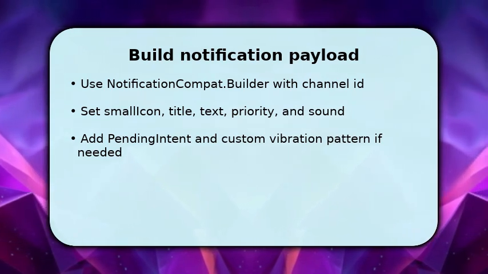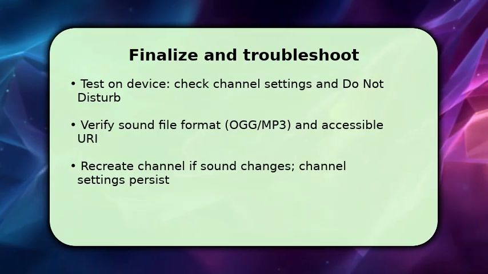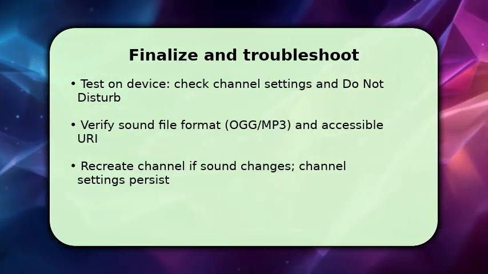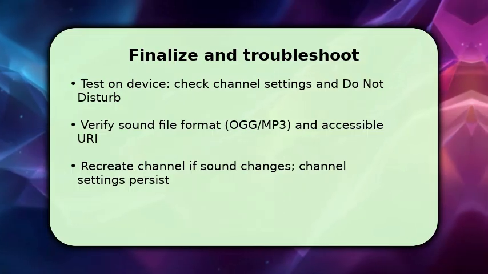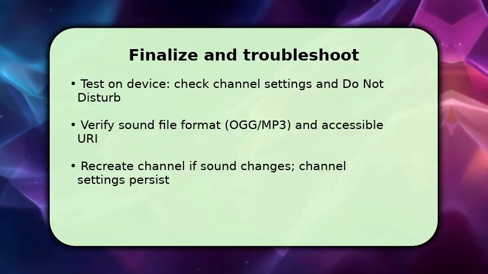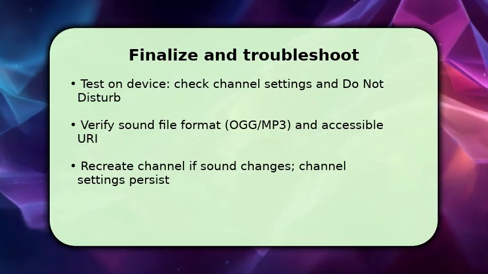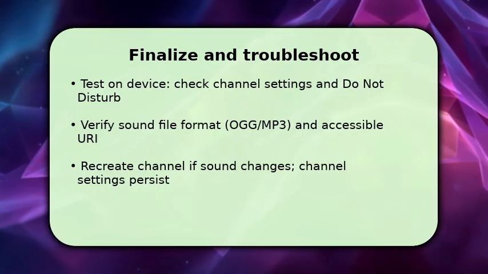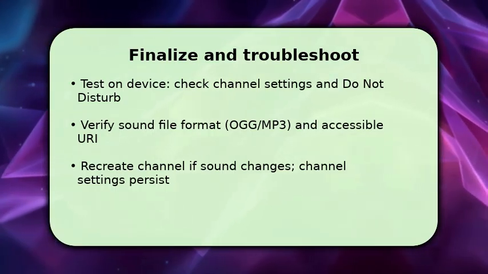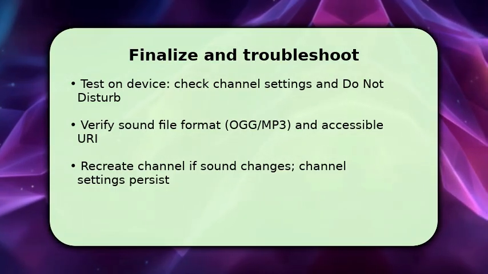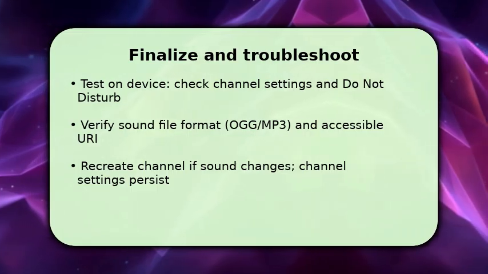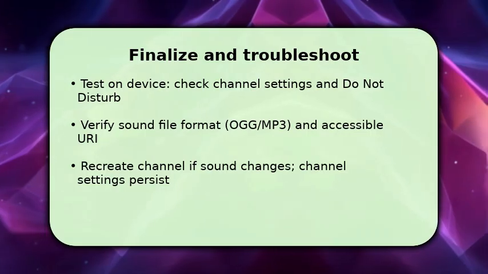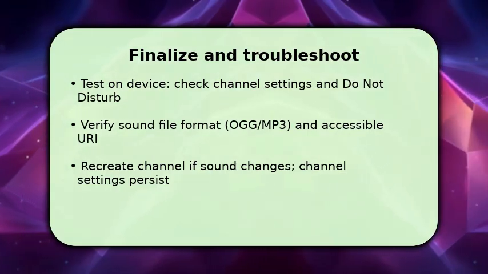Finally, verify behavior on a real device and adjust channel settings if you don't hear a sound. If sound fails, make sure Do Not Disturb isn't blocking notifications, and confirm the audio file is supported and reachable. Use OGG or MP3 in res/raw or a content URI. If you update the channel's sound later, delete and recreate the channel since Android persists channel settings. If problems remain, log notifications and test alternate devices to isolate system versus app issues.